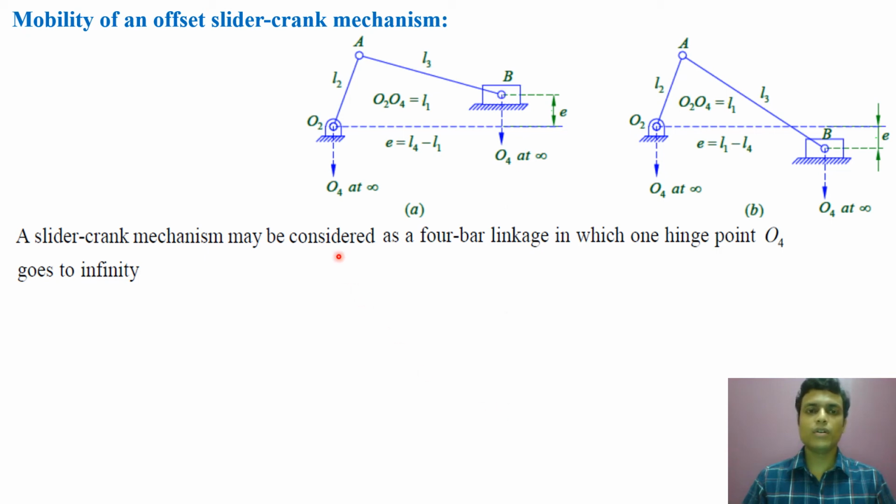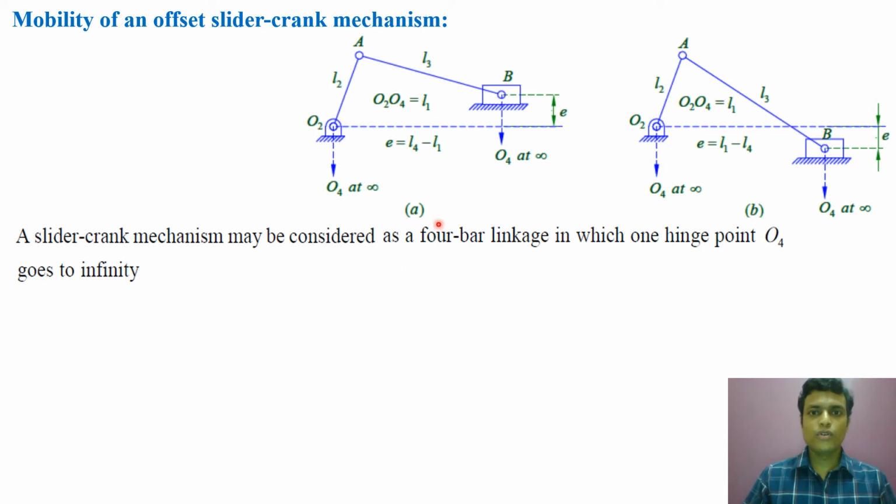So we can consider O4 also lies on a parallel line which passes through O2. So we can consider O4 also lies on this line at infinity which passes through O2, and that is parallel to this line, and this line is what? That is perpendicular to the axis of this slider. Now at this condition, say O4 is here at infinity on the vertical line which is passing through O2.